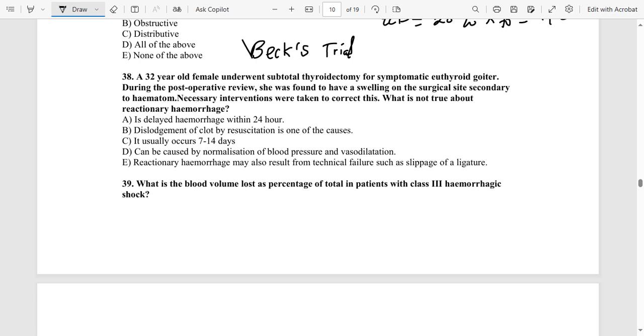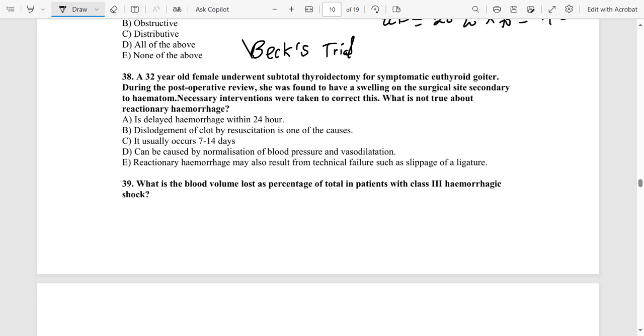I didn't talk about it, but option E saying reactionary hemorrhage may also result from technical failure such as slippage of a ligation. And that's true, isn't it? Because if the ligation that you made, like when you are suturing, has a problem, it can actually lead to hemorrhage, this bleeding.